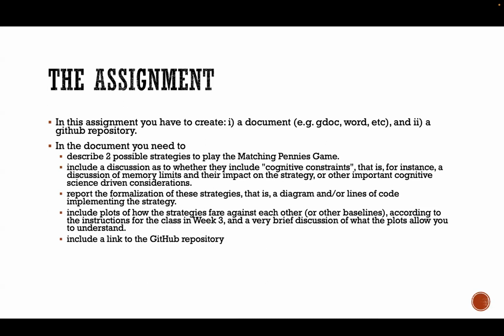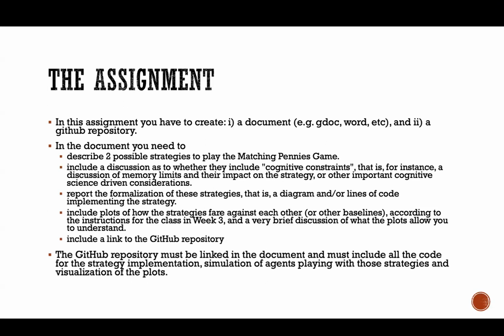And then the document has to include a link to the GitHub repository, because I want you to separate all the hard work of coding nicely from the fact that you'll always need to present your results in a separate product. The GitHub repository must be linked in the document and must include all the code for the strategy implementation, simulation of agents playing with those strategies, and visualizations of the plots. Is this clear? Good.